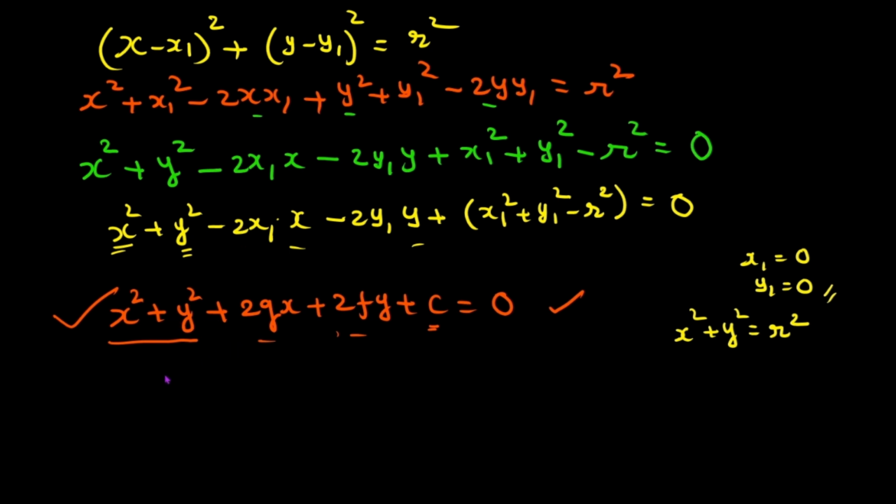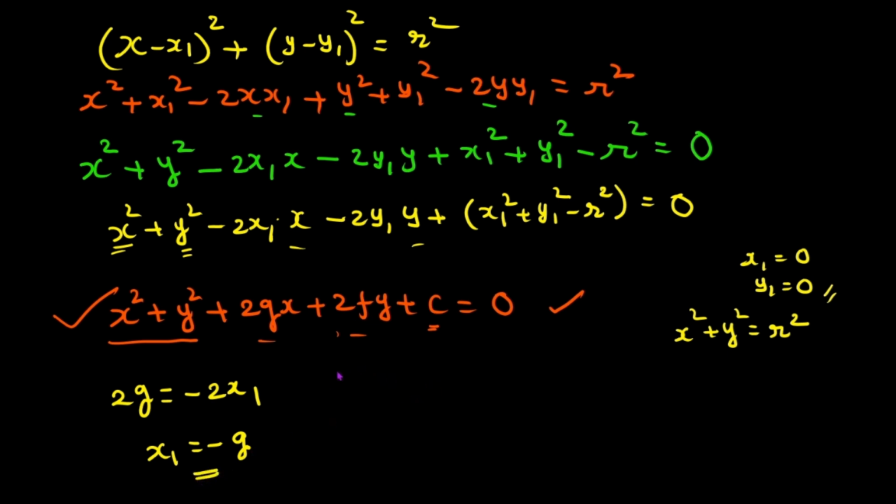Here if you compare these two equations, what is the x coefficient? 2g equal to minus 2x1, right? So x1 is the center here. Let's take the 2 to get cancelled. If I write it, x1 equal to minus g, right?